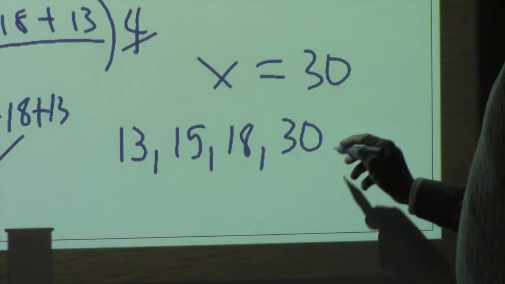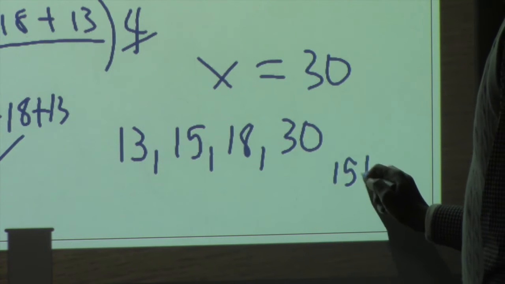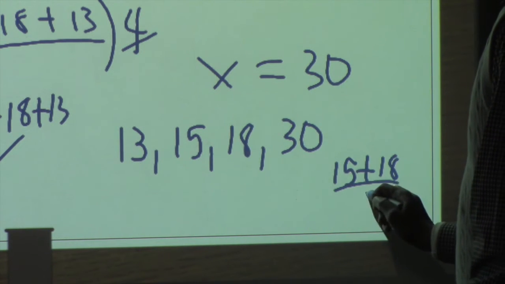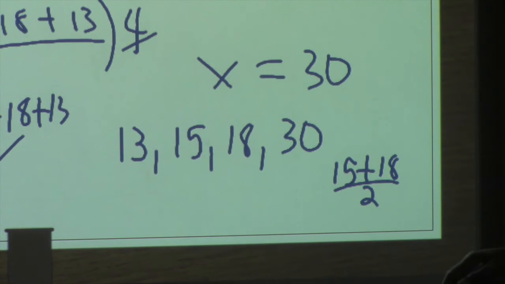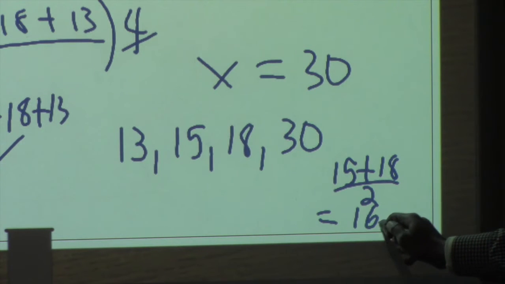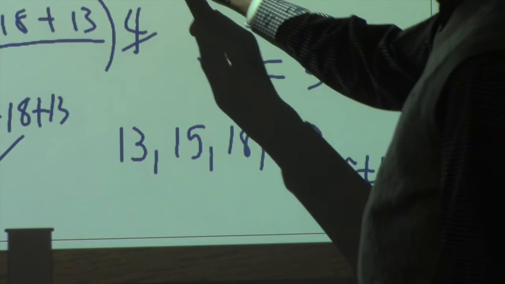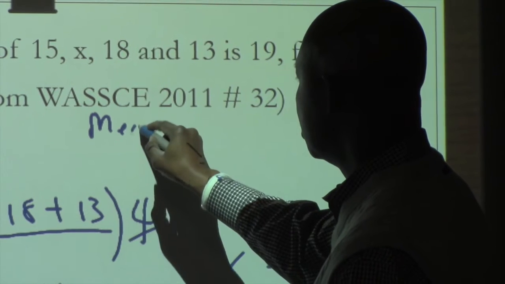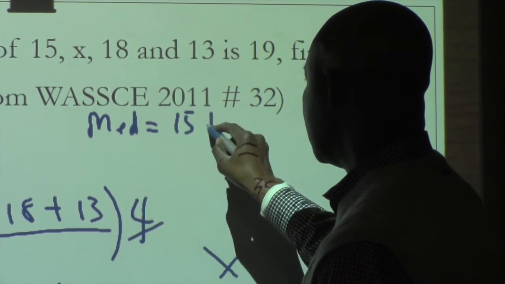So you got 15, you find the average of 15 and 18. So we add 15 and 18, we're going to get 33, and divide 33 by 2, and we're going to get an answer of what? 16.5. Again, to find our median, what did we do? We did 15 plus 18.